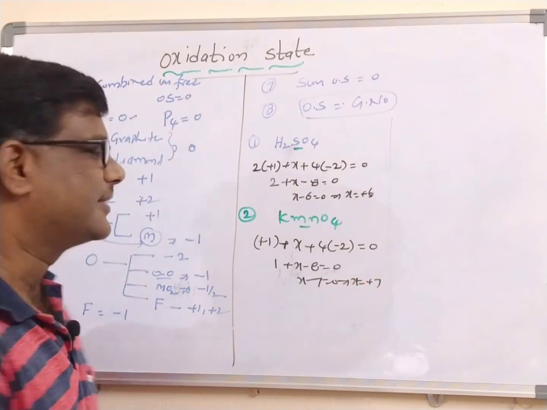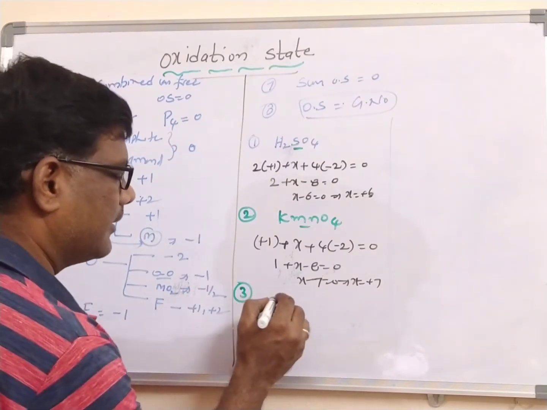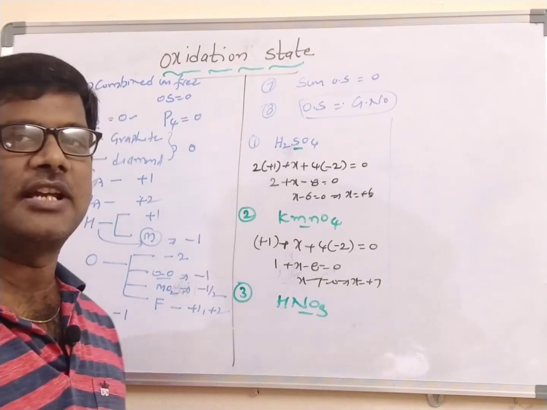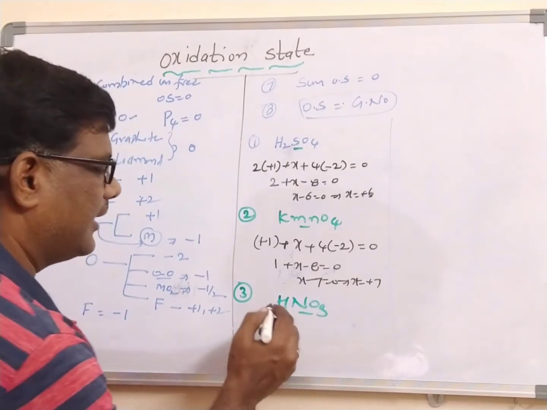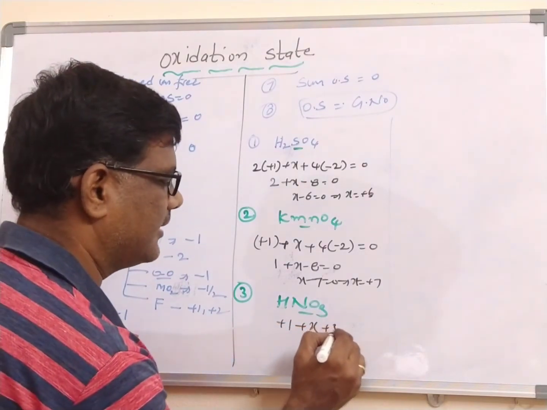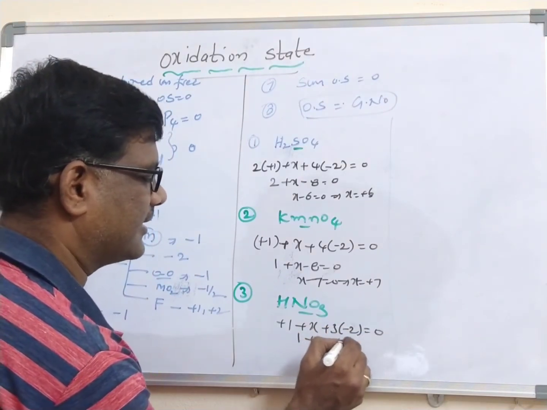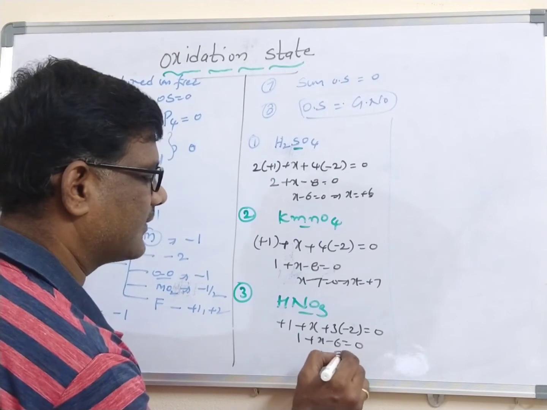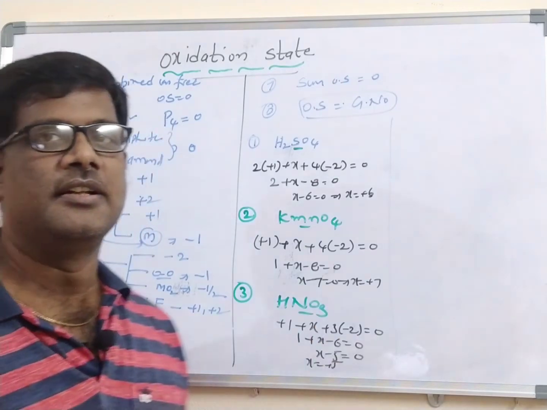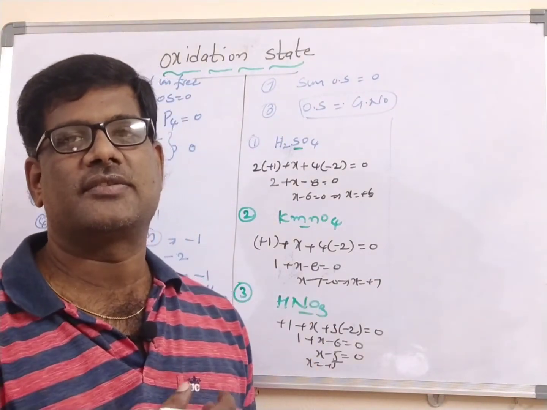Now the third example. Whatever example you take, you have to find it like this only. HNO3. Nitrogen you have to calculate. 1 hydrogen is +1. Nitrogen is X. 3 oxygens give 3 into -2, equal to 0. So 1 plus X minus 6 equals 0, X minus 5 equals 0, X is equal to +5. Whatever example is given, you can calculate using this method.